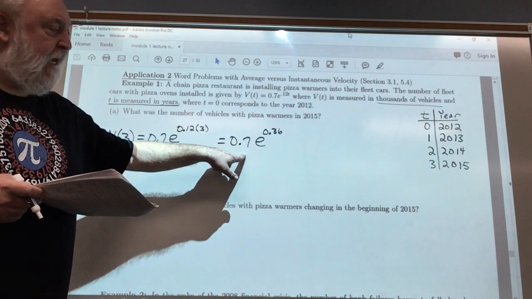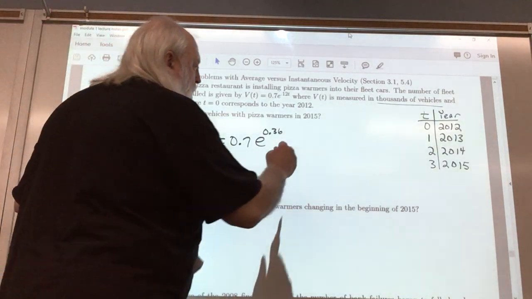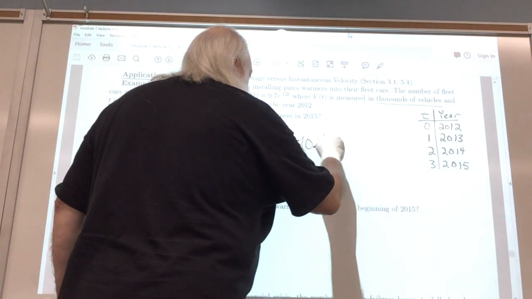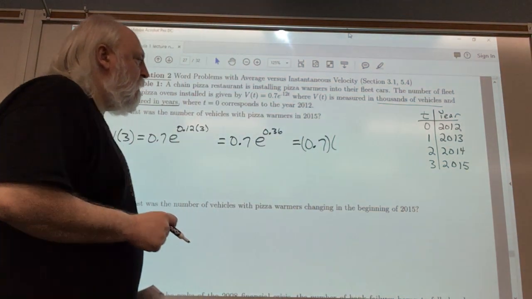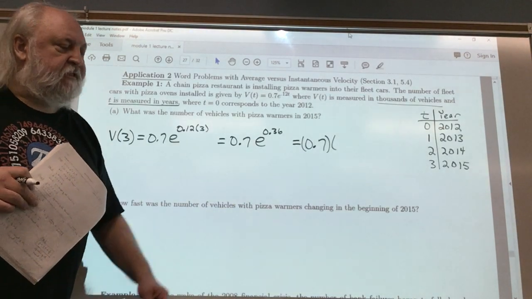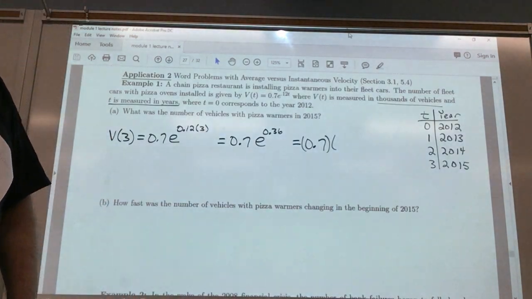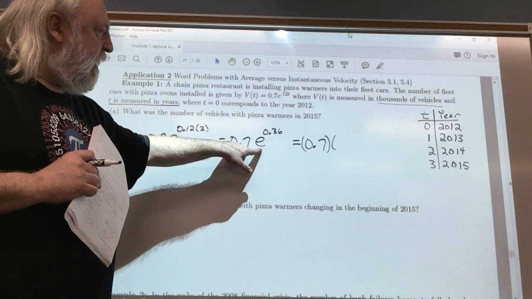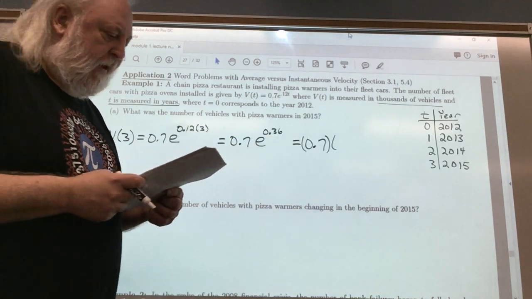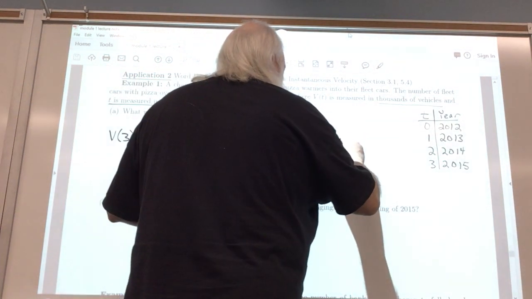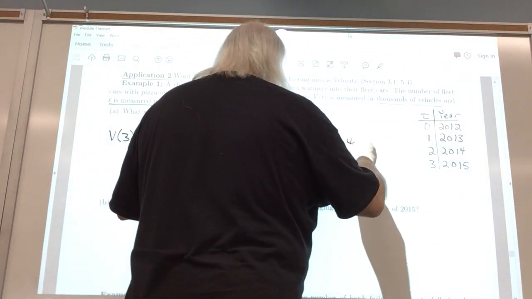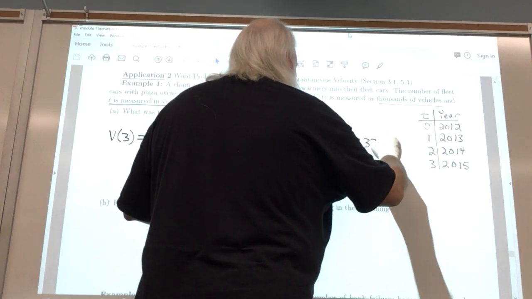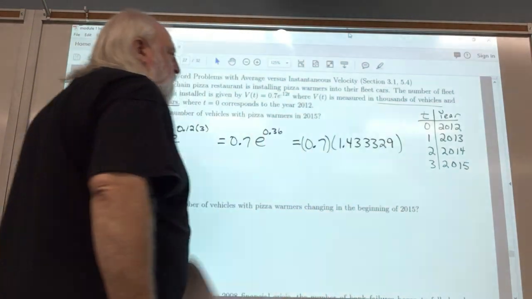Exponentiation comes before multiplication. So this is equal to 0.7. Now I'm going to use parentheses to indicate multiplication so we don't confuse decimal places with multiplication symbols. And using your scientific calculator, e raised to the 0.36 power is 1.433329 to 6 decimal places.